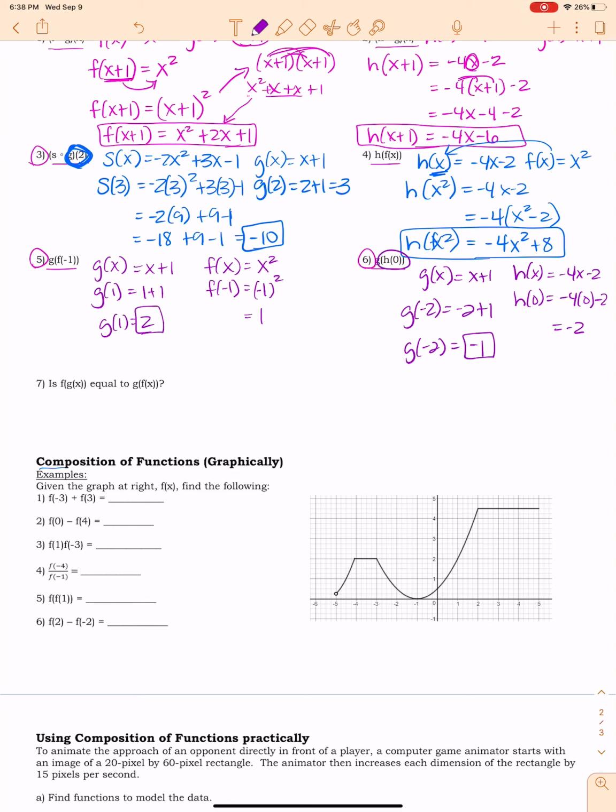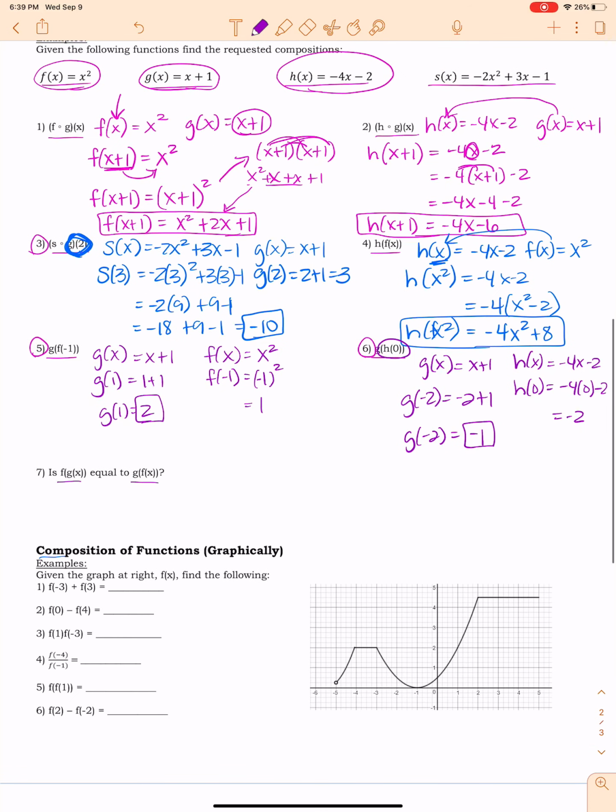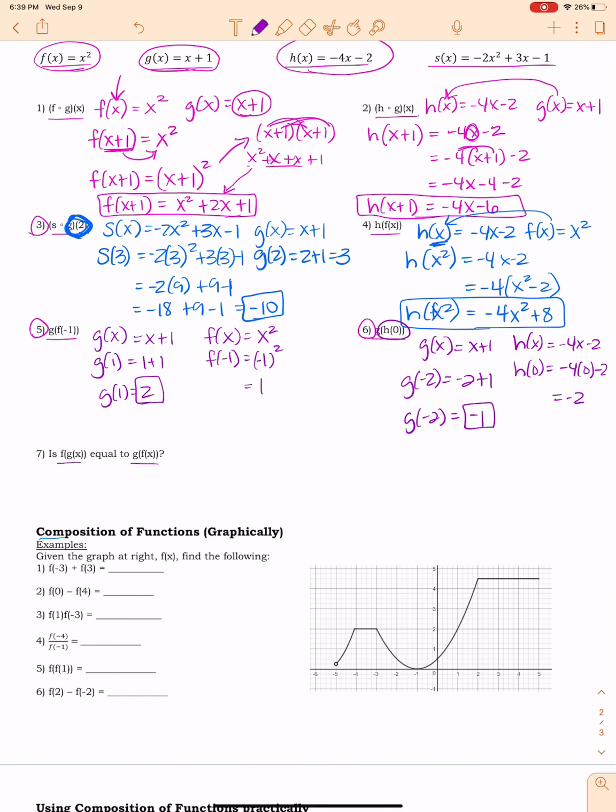Groovy. Okay, so number 7, it's a little tricky, but we need to go over it because it's going to help us in our next section. Is f of g of x equal to g of f of x? So you can look at your answers here, or one of your answers, to help answer your question. So look at number 1 up here, f of g of x. So that's this one right here. Well, we found it to be x squared plus 2x plus 1.